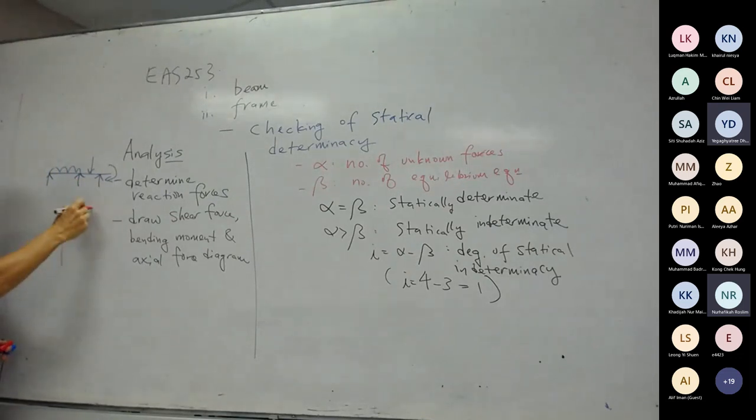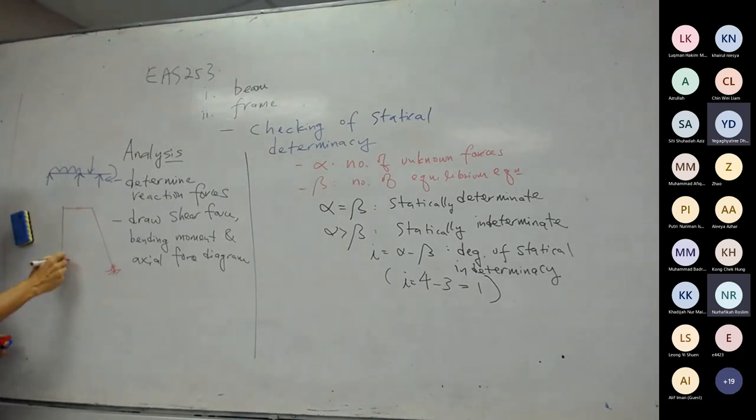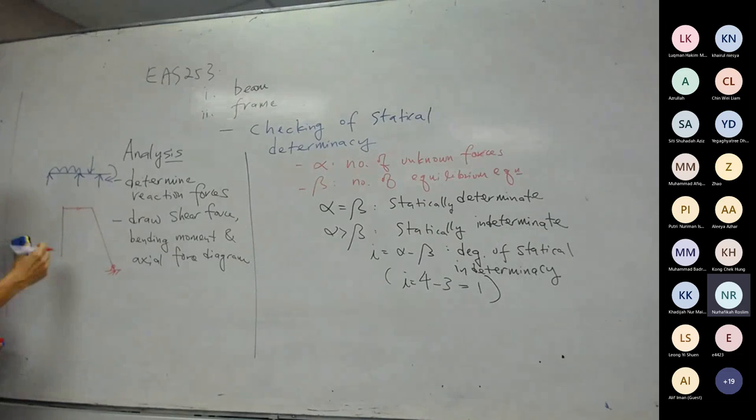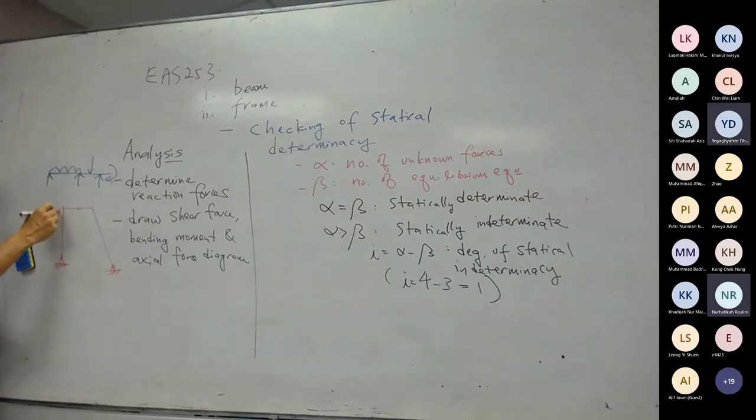For a frame example, it will be maybe like this, and then you have a pin support. It must be statically determinate. We only concentrate on statically determinate frames. A frame will normally have loading in horizontal and vertical directions, and maybe also point loads. And the members are inclined at a certain angle, theta.